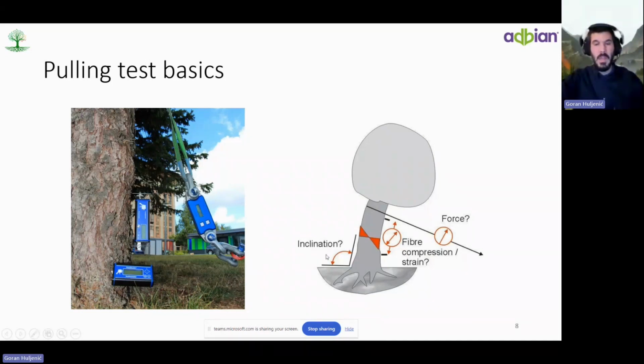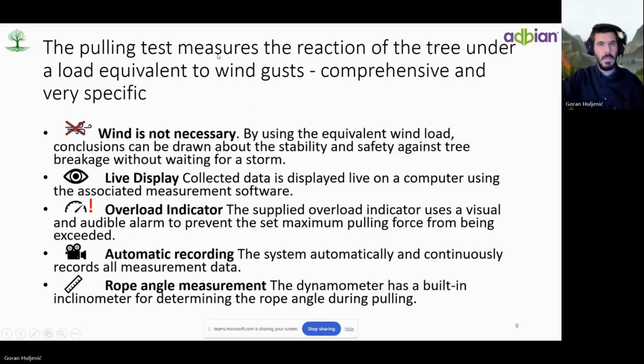So basically, when we do the pulling test or the tensile test, we measure the inclination of the root plate. We measure the fiber compression or strain in the fibers of the stem, and we measure the force that we apply to the tree. So these are the three instruments that we use, and we get the data from them into our computer, into our software.